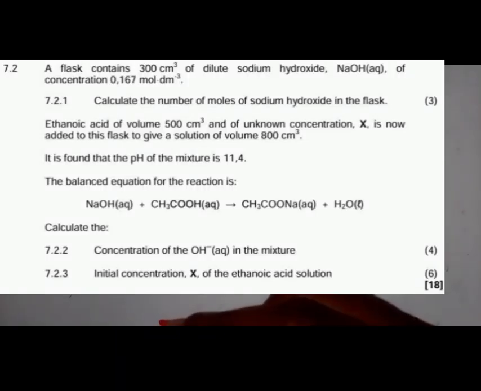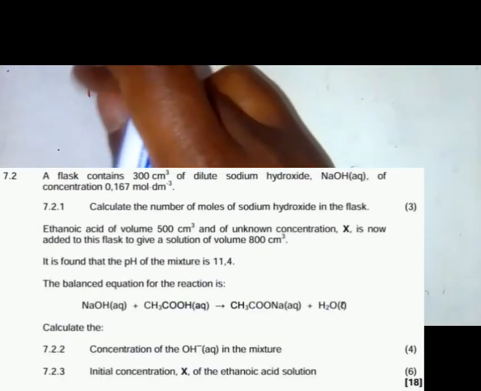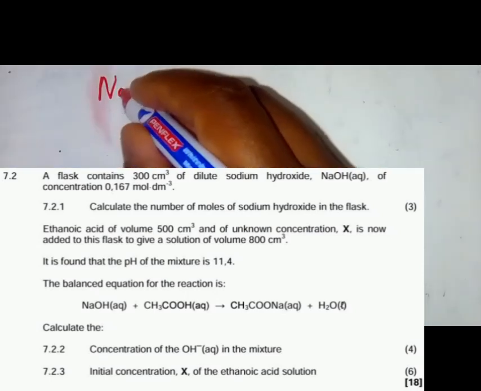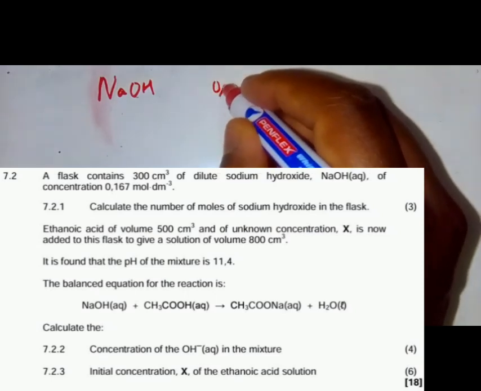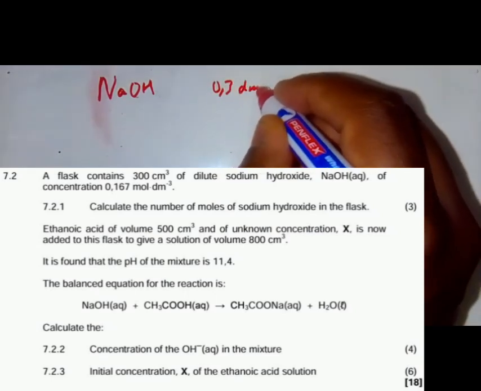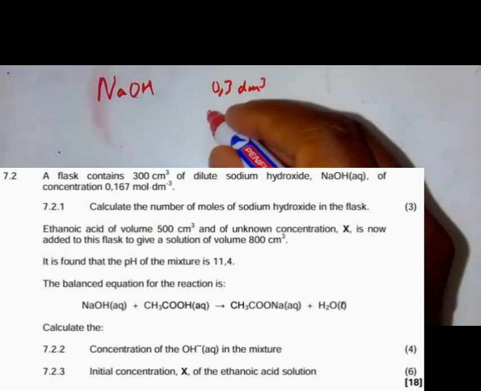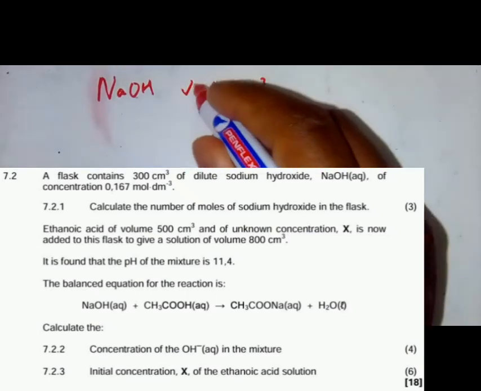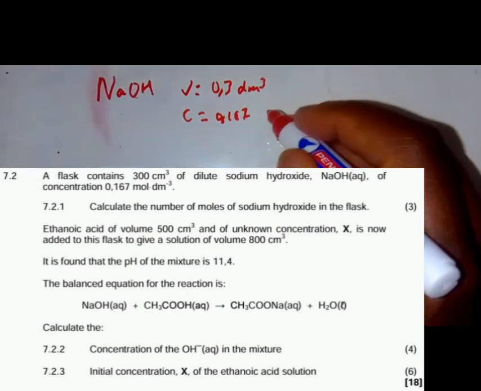So they said a flask contains 300 centimeter cube of dilute sodium hydroxide, NaOH, and a concentration. So we're given information about it. We're given that it's 300 centimeter cube, meaning that it's 0.3 decimeter cube. I'm just converting it. So this is the volume, and then the concentration is 0.167 moles per decimeter cube, right?